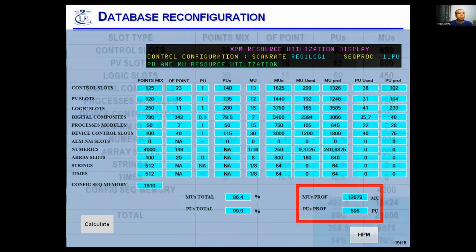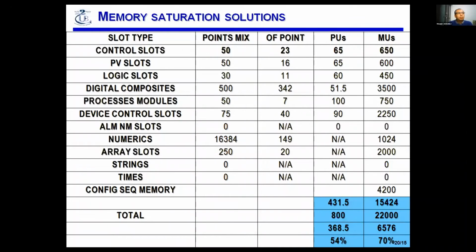We can see also on this table, after database reconfiguration of this controller, the total load has decreased from 86% to 70% for MUs, and from 99% to 54% for the PUs.